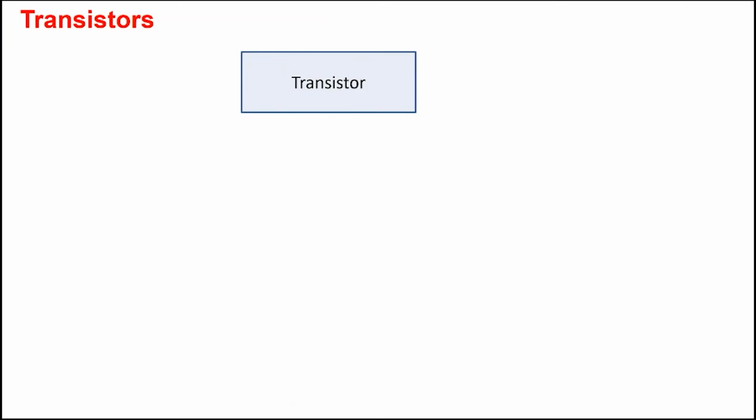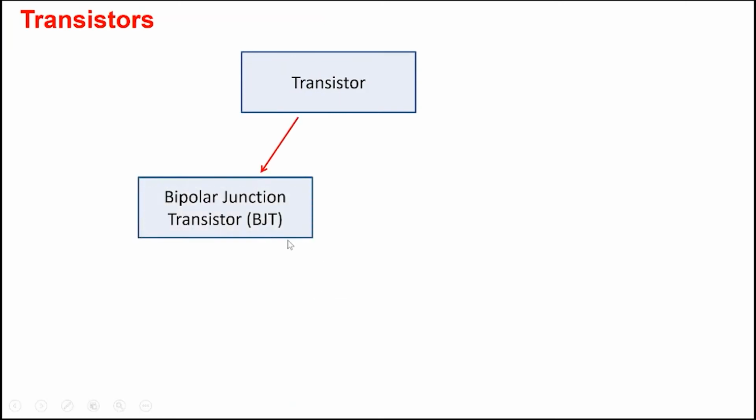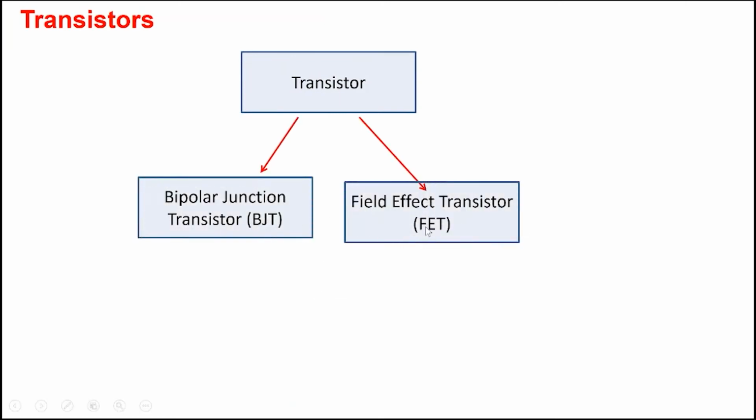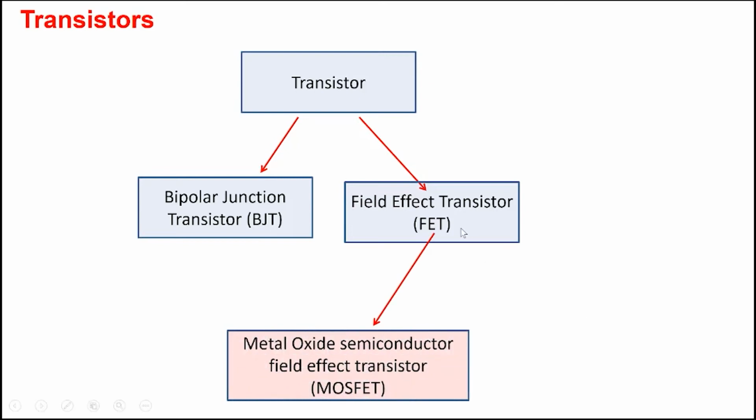Now, transistors are of various kinds. We just said that there's a bipolar junction transistor, and of course there's the other kind which is called the field effect transistor. In field effect transistors also, there are many kinds. There is a MOSFET that we are going to look at briefly in the next couple of minutes. And besides bipolar and field effect, there are other kinds of transistors also.